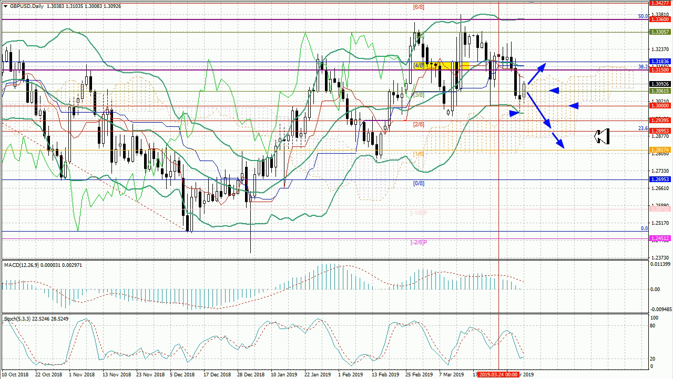The consolidation of the price below it will allow the pair to drop to 1.2895 and 1.2817. Technical indicators do not give a clear signal. The MACD histogram is preparing to enter the negative zone and form a sell signal. Stochastic is trying to reverse upwards in the oversold zone.